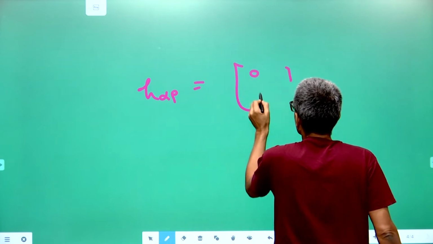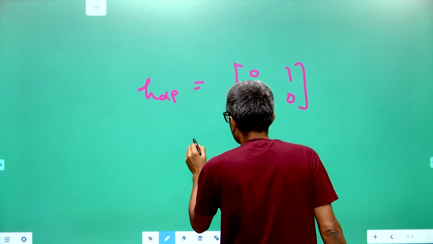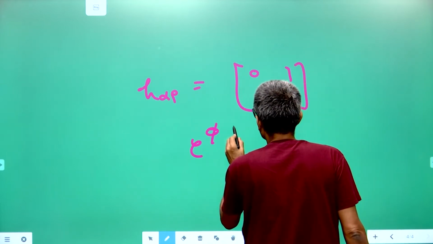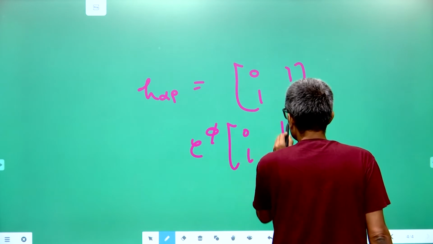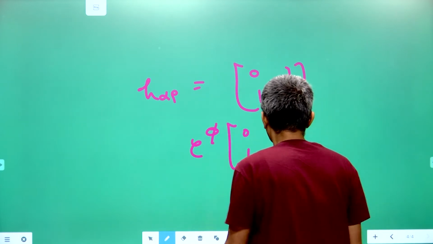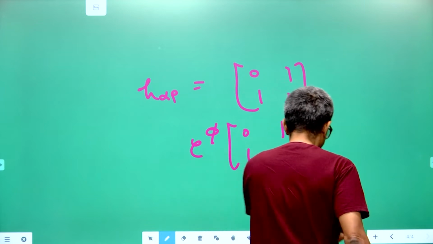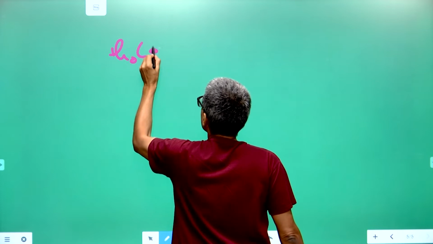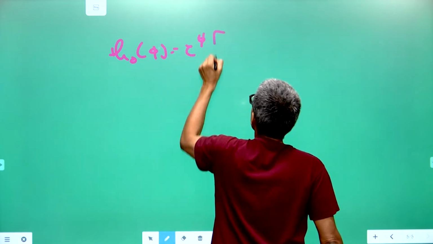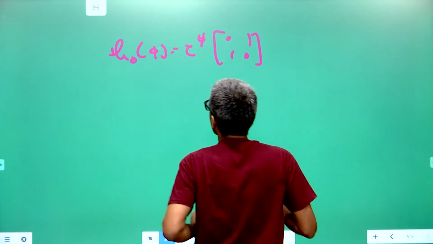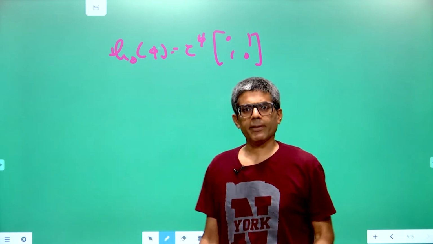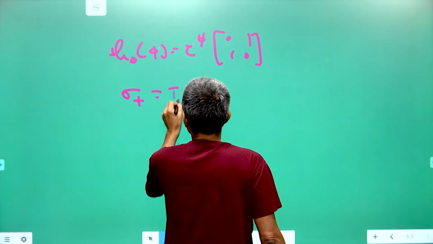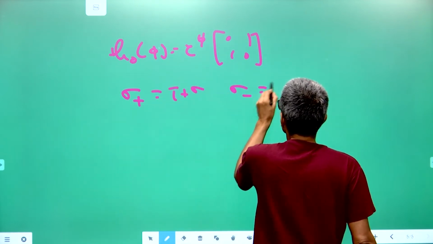You can bring it to the form 0 1 1 0. If you do not use conformal transformations and only use reparametrizations, then you can bring it to the form e power phi times 0 1 1 0, where phi is some function of tau and sigma. So, we start with this metric, let us say h0 of phi, which is given by e power phi times 0 1 1 0, and then you apply reparametrizations. Let us say sigma plus is tau plus sigma, and sigma minus is tau minus sigma.